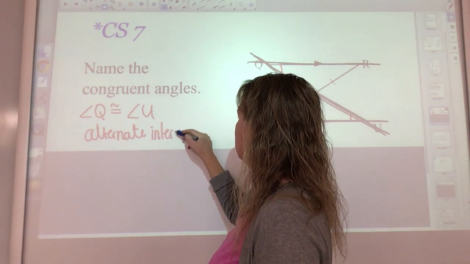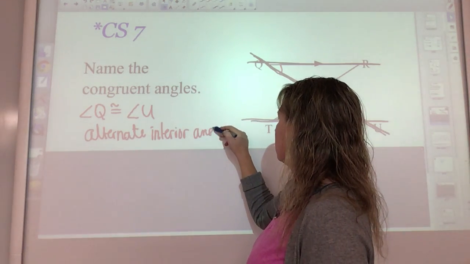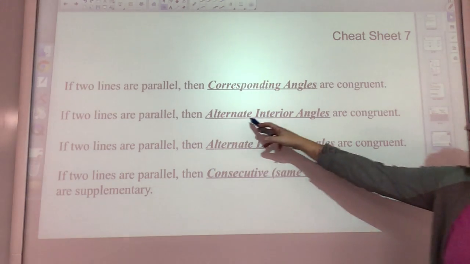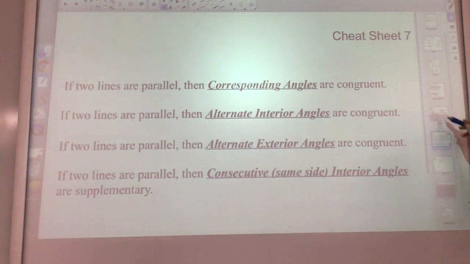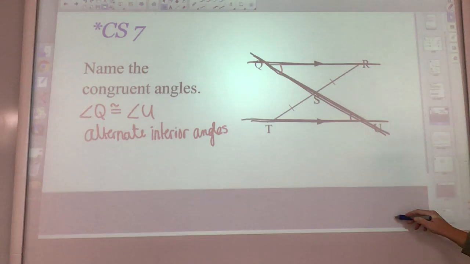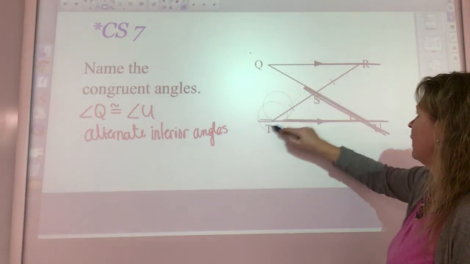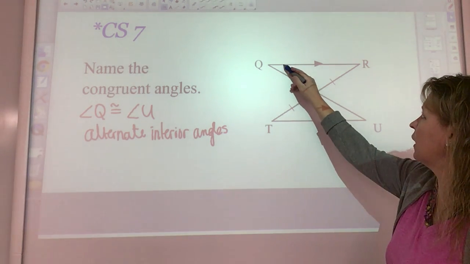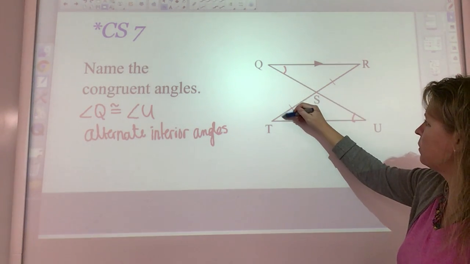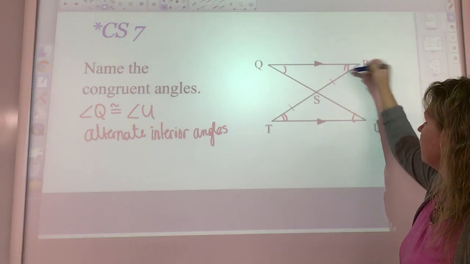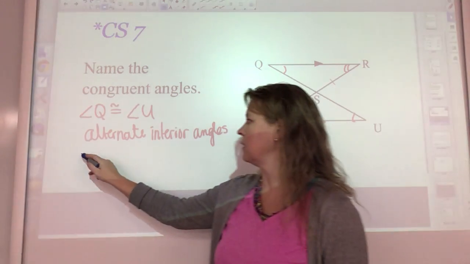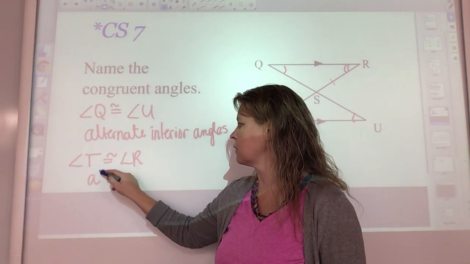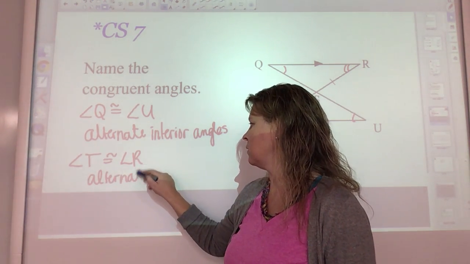Double check your cheat sheet. Make sure you spell it correctly. Make sure you have it all labeled. Alternate interior angles. That's one pair. Another pair, go in the exact opposite direction. You've already picked, and I'll put the markings back on, angle Q and U. How about if you pick angle T and angle R? Angle T is congruent to angle R. Same reason. They are also alternate interior angles. Just going the other way.